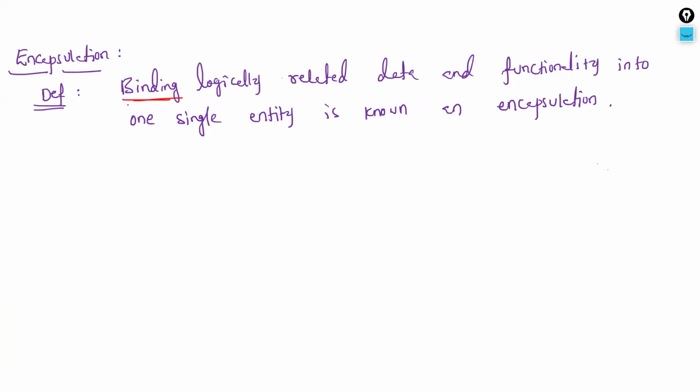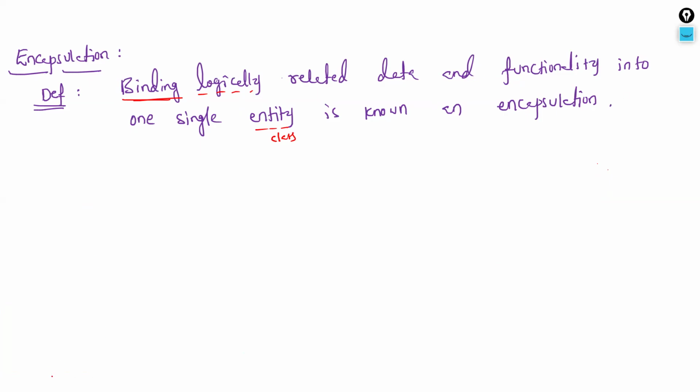Binding means putting together, like admin department related data in one class, HR department data in one class. That's nothing but encapsulating, binding the data. Logically related data means only HR related variables and methods, not admin and everything in one thing. And functionality means methods, into one single entity. For our simplest understanding, an entity means a class. That's called encapsulation.